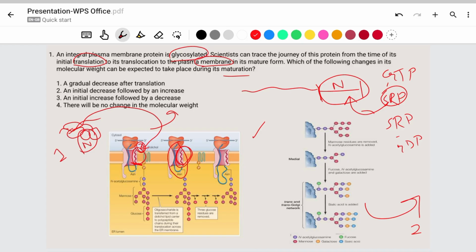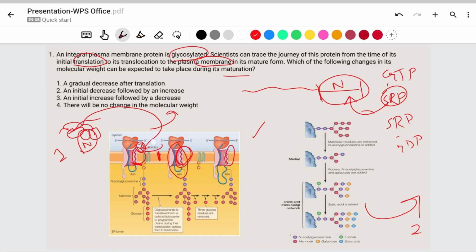So why is this signal peptide present in the integral plasma membrane protein? In those 16 to 30 amino acids, 6 to 7 amino acids are hydrophobic in nature. That's why they are not staying in the cytosolic part. They are bound inside the non-polar position.